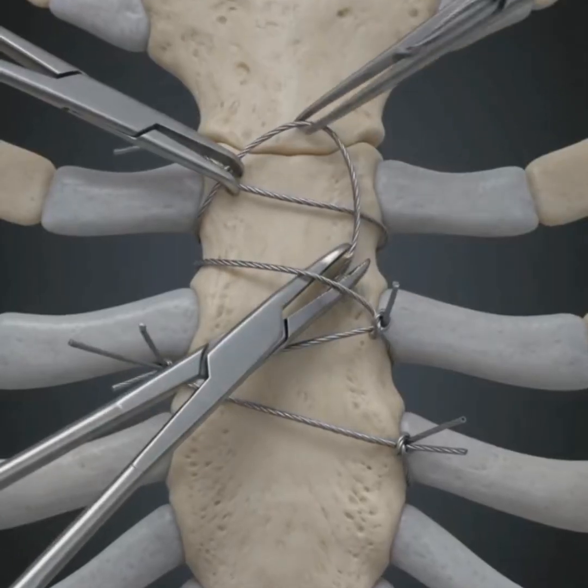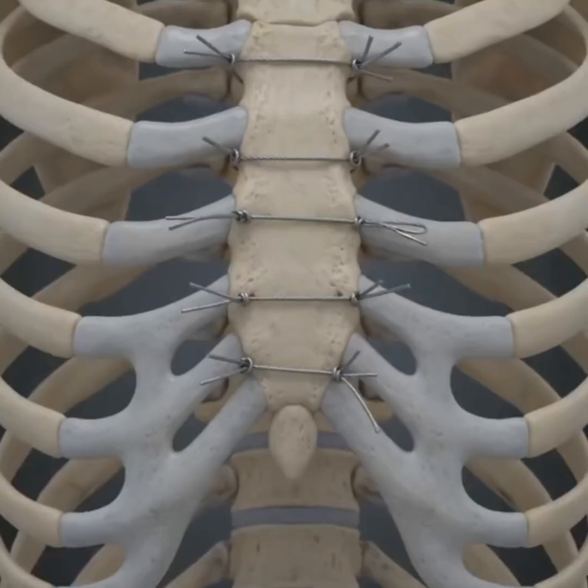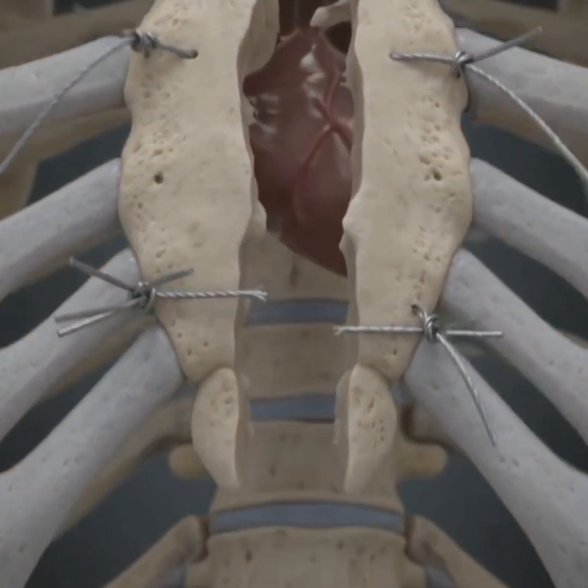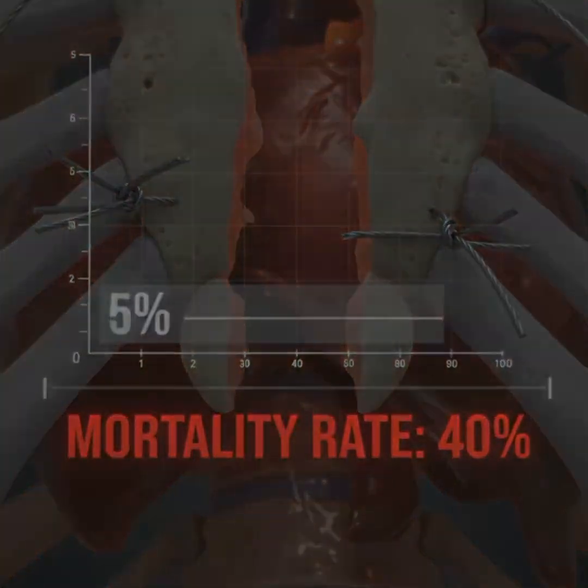The sternum is closed using stainless steel wire sutures. Sternal complications occur in 0.5 to 5%. Dehiscence and non-union can result from coughing.